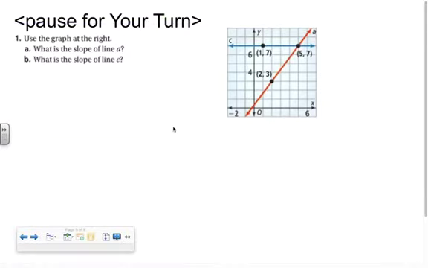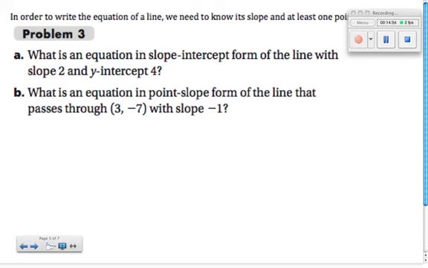Pause the video at this time to work through the your turn below. From it, you should also be able to write an equation of a line being given different things. Part A, wildly easy stuff. Part B, some of you might be seeing this as new stuff. Work together, take a moment within your groups to complete problem 3, parts A and B.